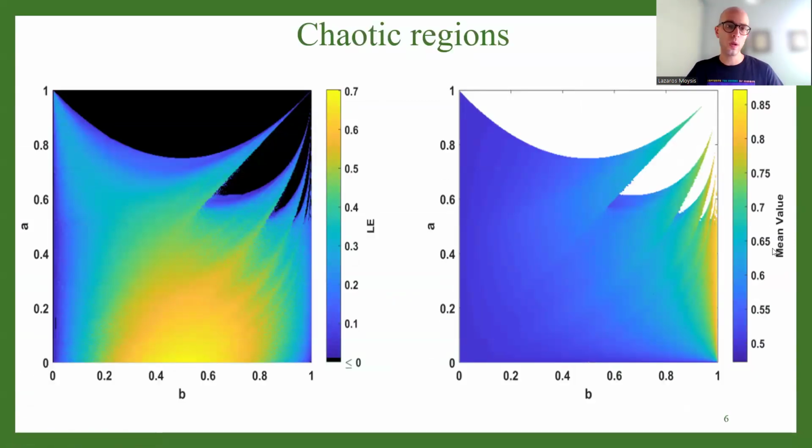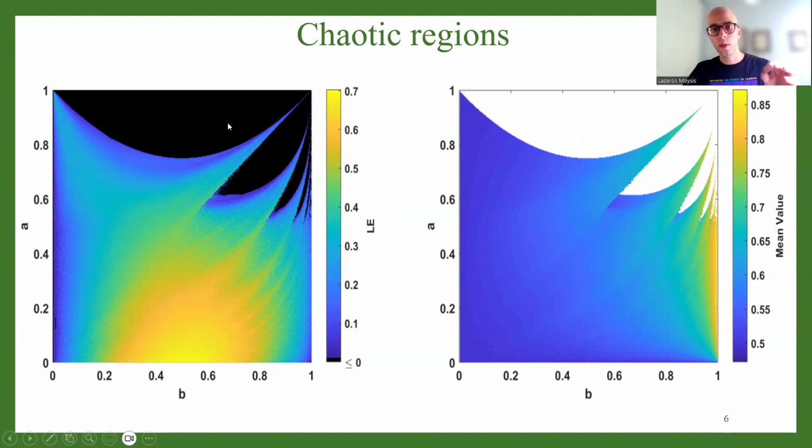So what we did, first of all, for the parameter values of interest, which are A and B from 0 to 1, we computed the Lyapunov exponent for each parameter pair. So what you see here is the two-dimensional Lyapunov exponent diagram. Basically, it shows us for each parameter value what the resulting Lyapunov exponent of the system is.